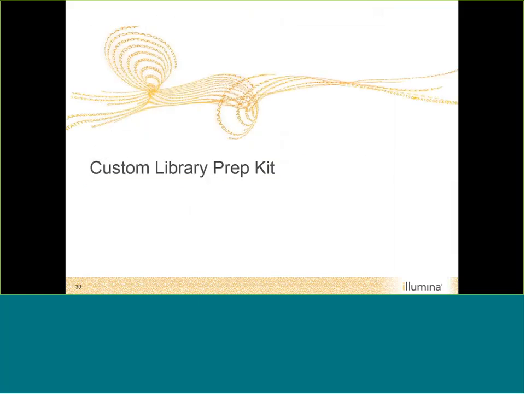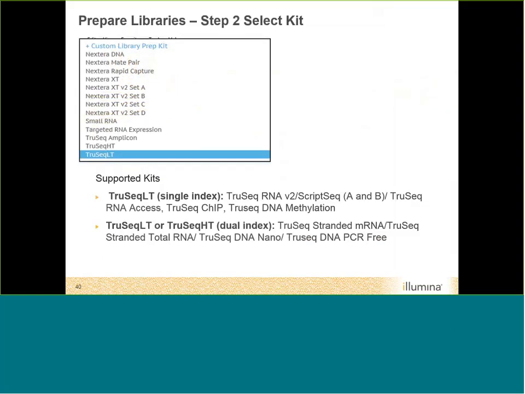Okay, so now let's move on and talk a little bit about how to generate the custom library prep kit. So we have a number of Illumina supported kits on the prep tab. And if you can't find your kit, let's say you're using TruSeq DNA Nano or TruSeq DNA PCR-free, you would just select TruSeq LT or TruSeq HD depending on the case, okay?